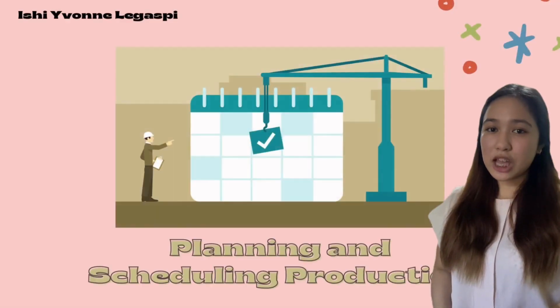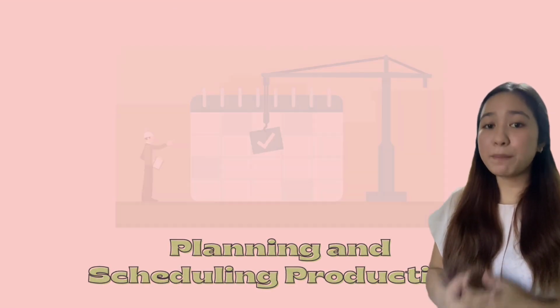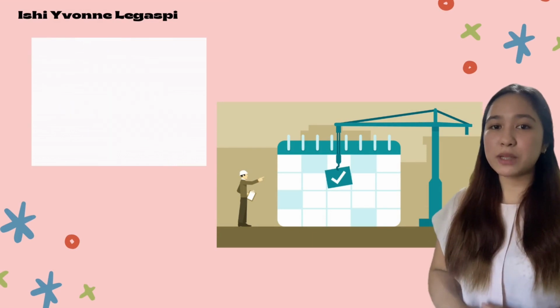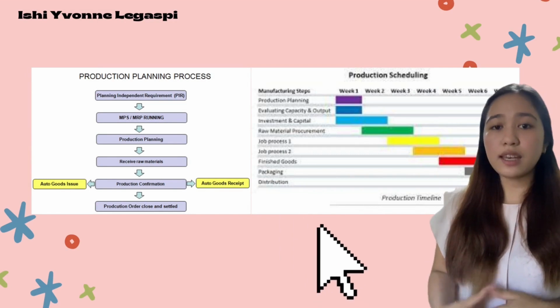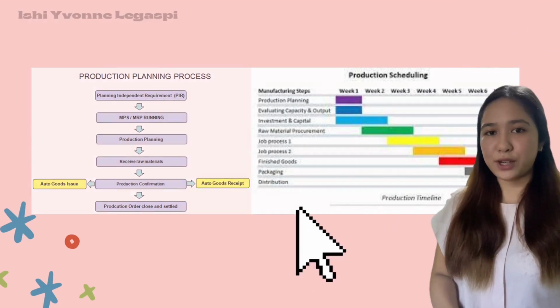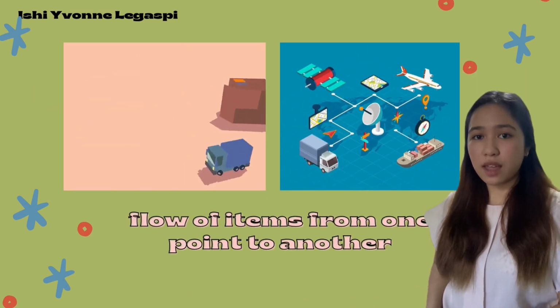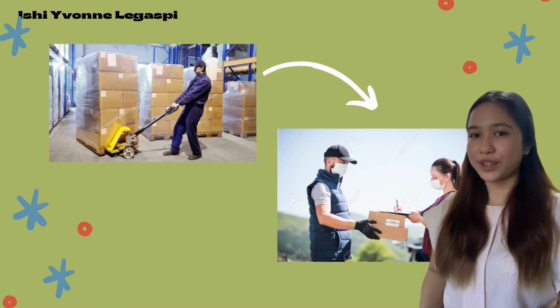In manufacturing, planning and scheduling production is the process through which all production operations are planned or scheduled on a timetable for a period of time. It covers the sequential planning of manufacturing operations, such as the procurement of input commodities, investment, and labor for a given period of time. Lastly, when it comes to the supply chain, transportation refers to the flow of items from one point to another, which begins at the warehouse and ends at the customer store with the placement of an order.